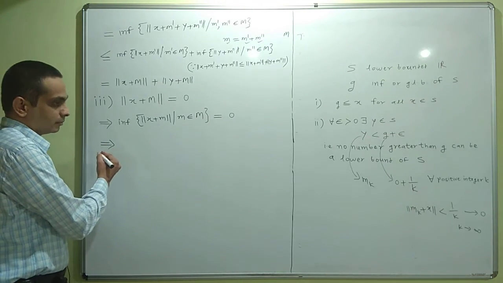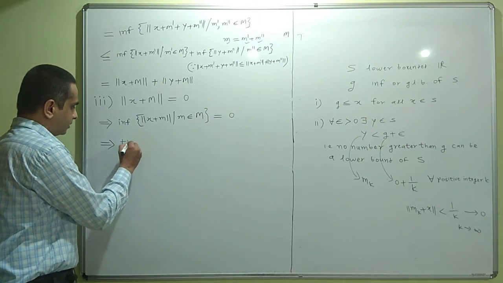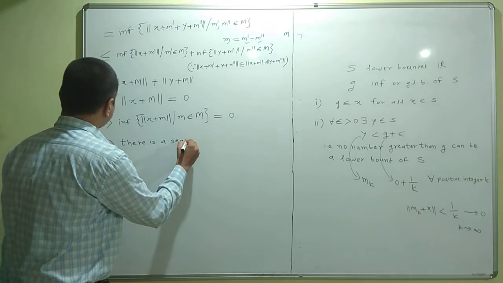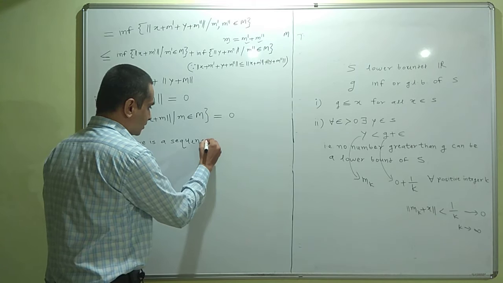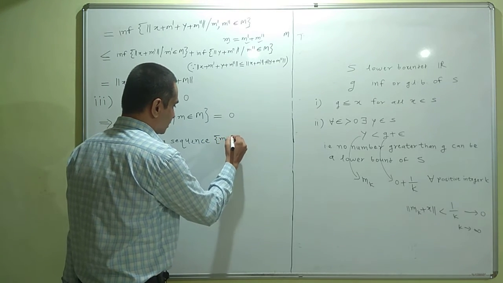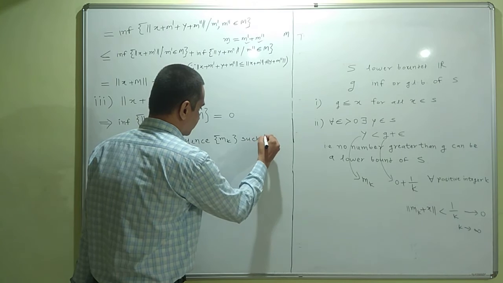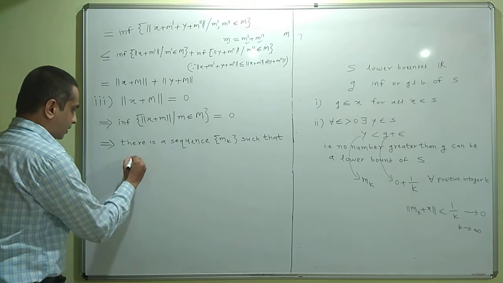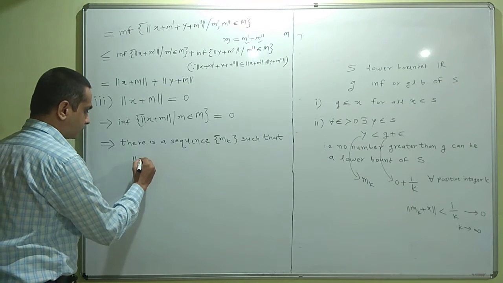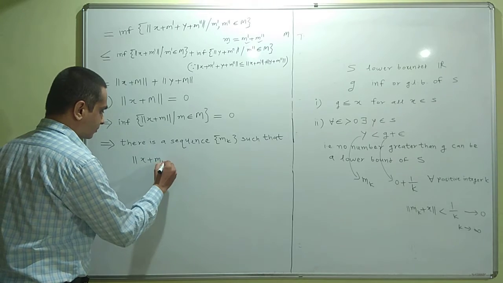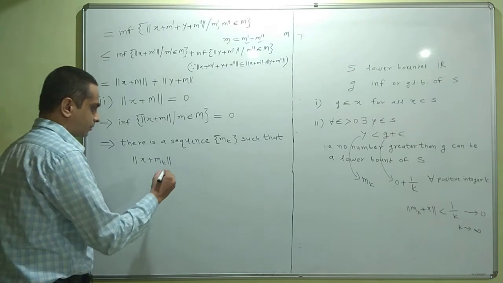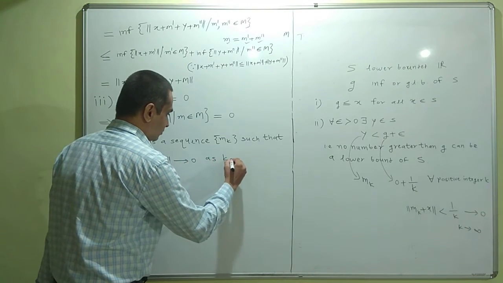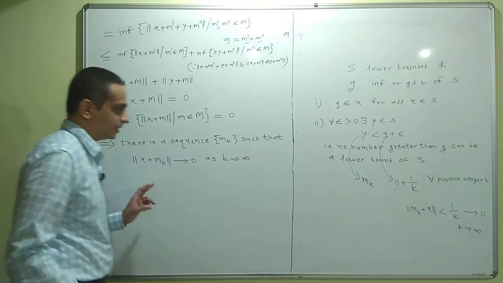So this implies there is a sequence mk such that the norm of x plus mk tends to 0 as k tends to infinity. I have justified this step and explained it in detail.